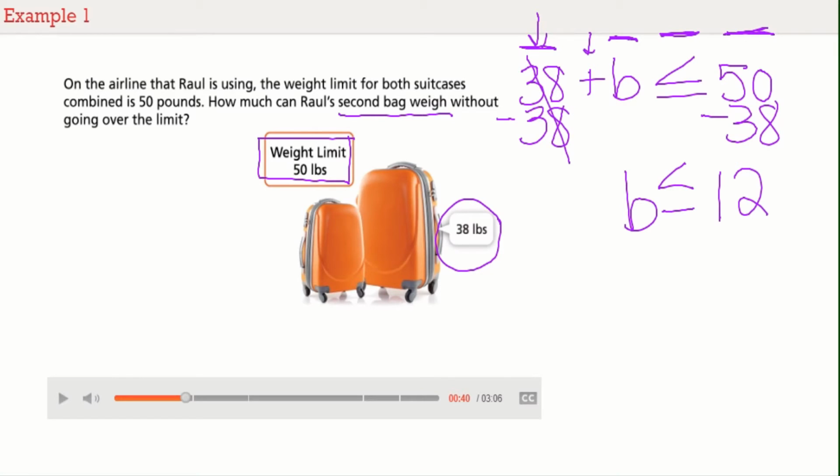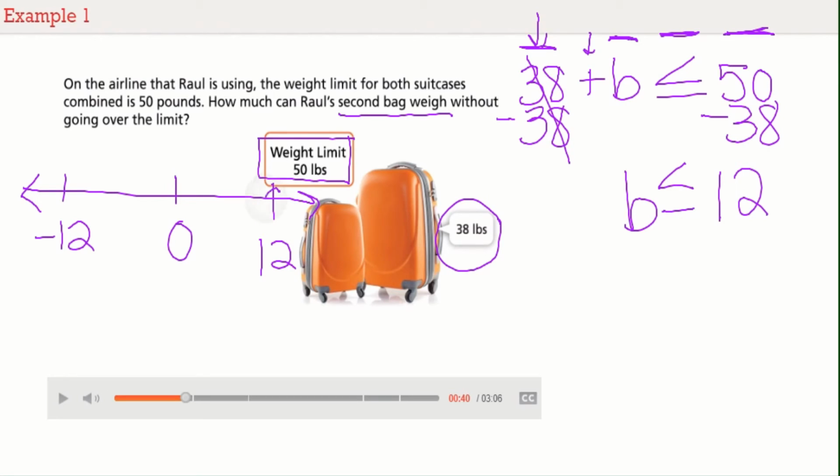Next, we're going to graph this inequality. Alright, so I'm going to do a real basic graph. I'm just going to have three numbers. I'm going to have 0, whatever number our dot is supposed to go on, and its opposite. So we have to put our dot on positive 12.